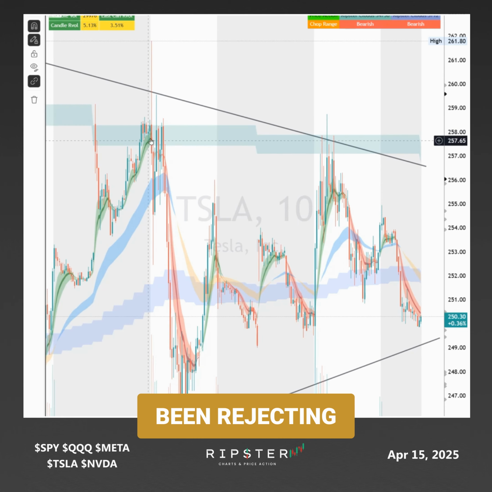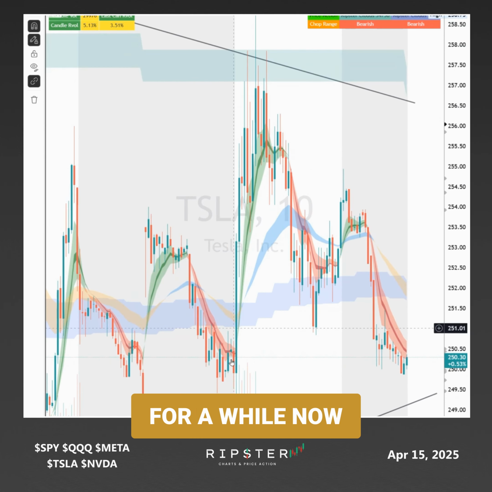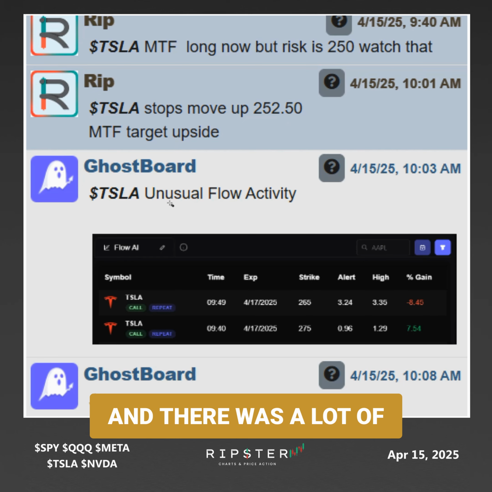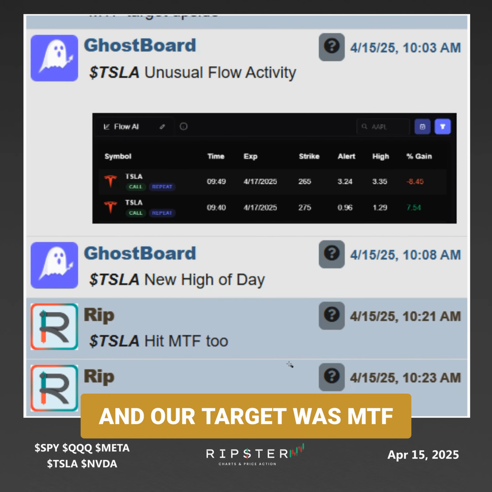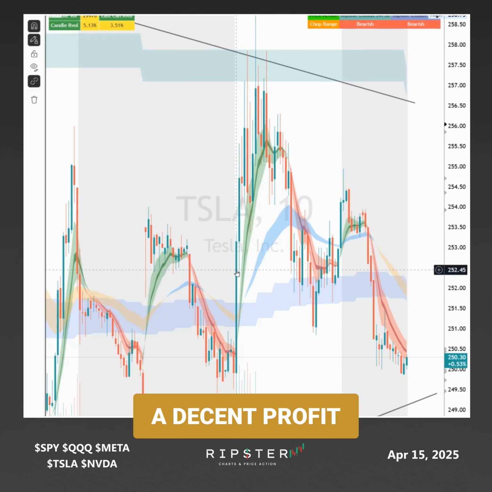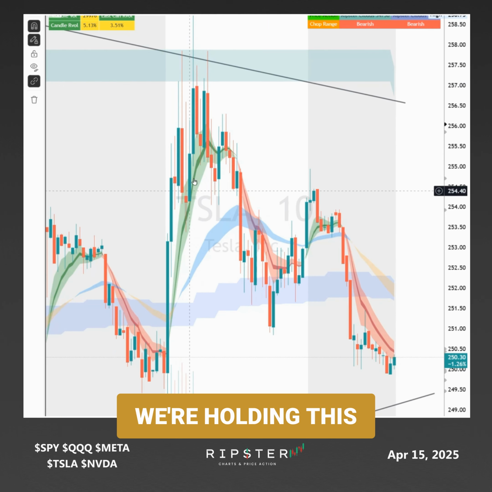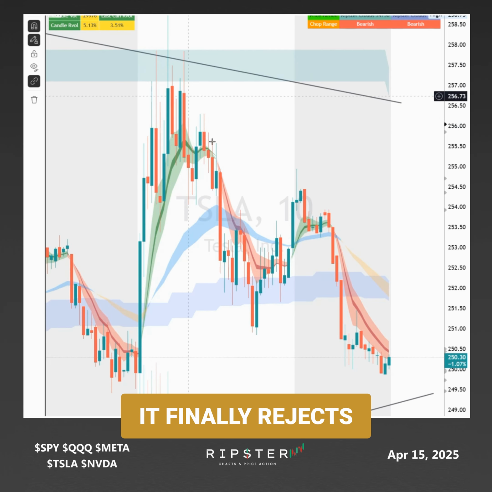But Tesla has also been rejecting from MTF, Ripster MTF clouds for a while now. We called over the 512s, we pushed over the MTF. I gave the traders long on MTFs. The stops were 250. As we started to move up, we moved our stops up, and there was a lot of unusual activity, and our target was MTF. Our stops were 253. So we did make a decent profit trading it from 252 to 53s all the way to the MTF. You know, we're having a hard time, even though we're holding this Ripster 512 clouds, and that's when it finally rejects and you stop out.